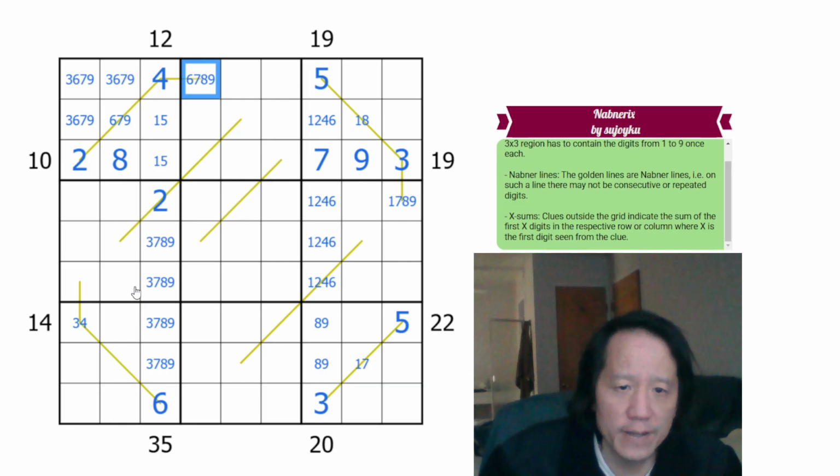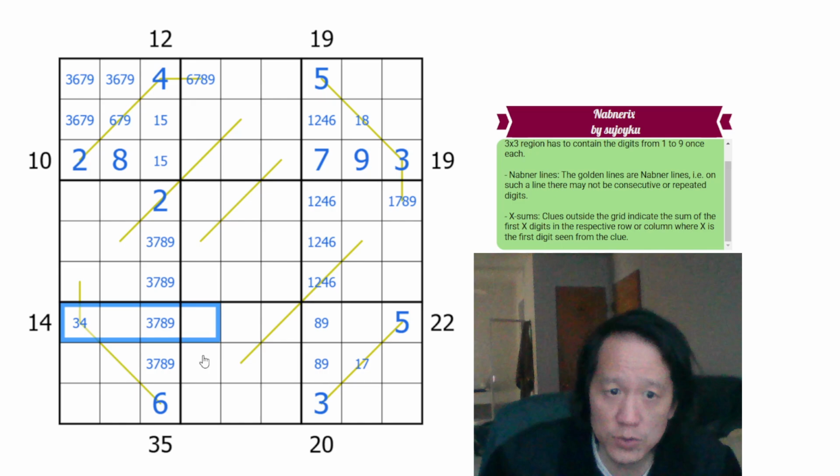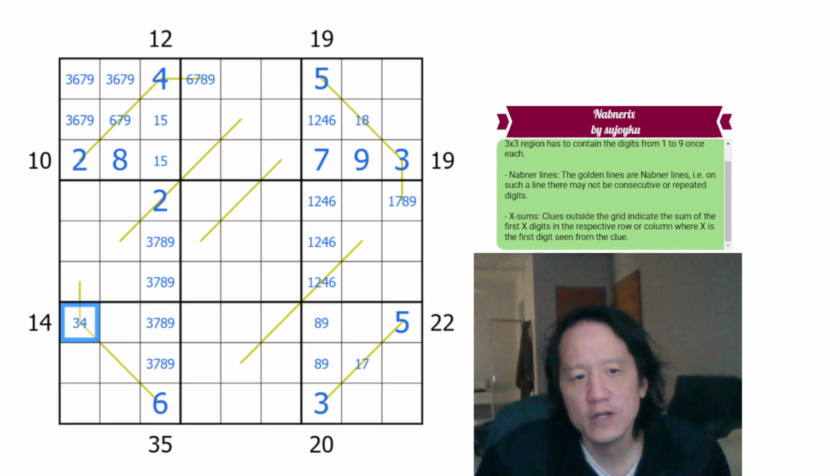Okay, let's see. This is 5 digits adding up to 22. We know these 5 digits add up to 22. Therefore, these 4 must add up to 45 minus 22, which is 23. So this can never be 4 then, because if this was 4, this would have to add up to 23, but this adds up to 14, it says. Therefore, this is 3.